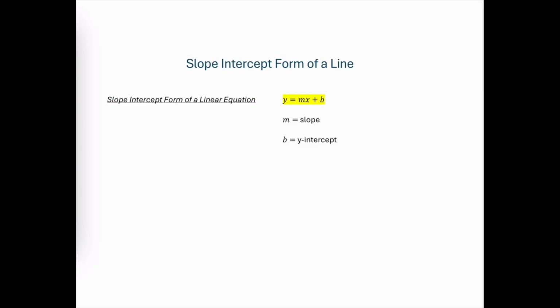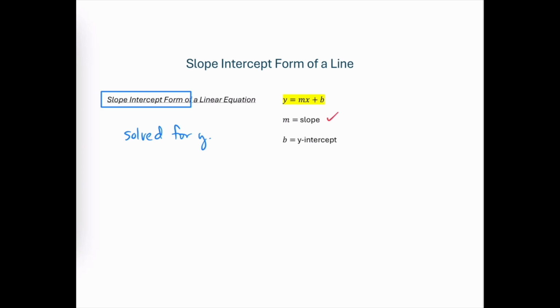When we solve a linear equation for y, we say that that equation is written in slope-intercept form. When our linear equation is in slope-intercept form, we can easily see what the slope of the line is and the y-intercept. The coefficient on the x term is going to give us the slope, and the constant term at the end here is going to give us the y-intercept.